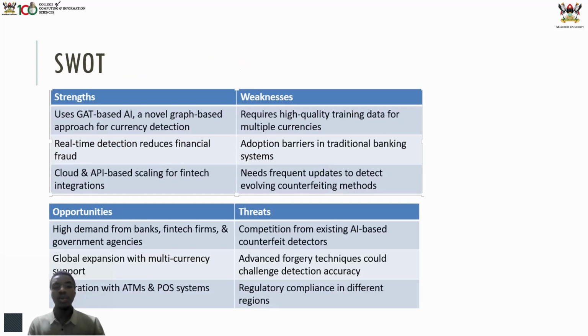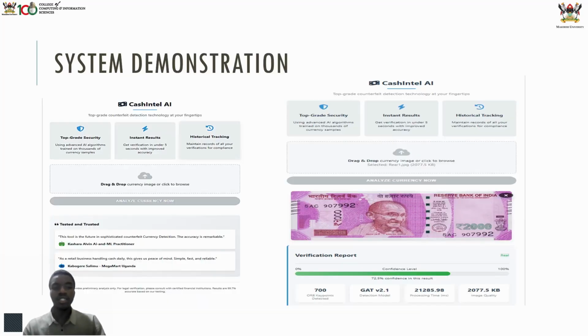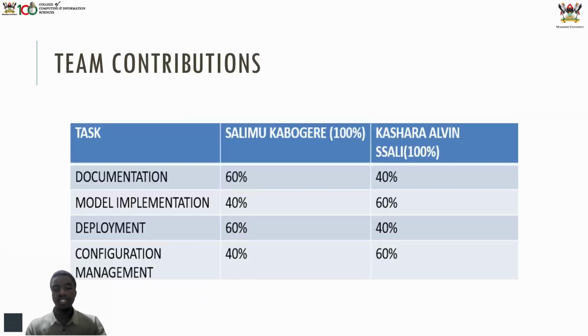Then the weaknesses, we are having requires high quality training data and also adoption barriers because of the adversarial training. And then opportunities, we are having high demand from banks, like fintech companies, as I said, and then also competition from existing AI-based detectors or threats. Then the system demonstration, this is the UI, you can see. Then team contribution, everything is here.